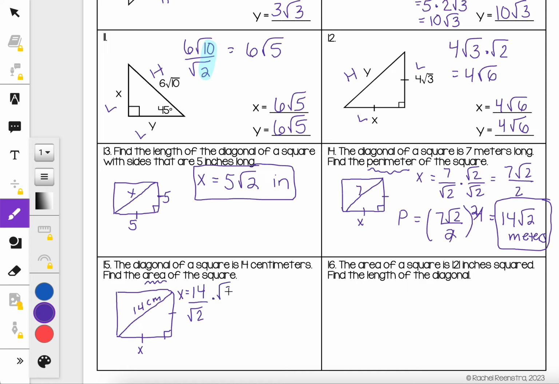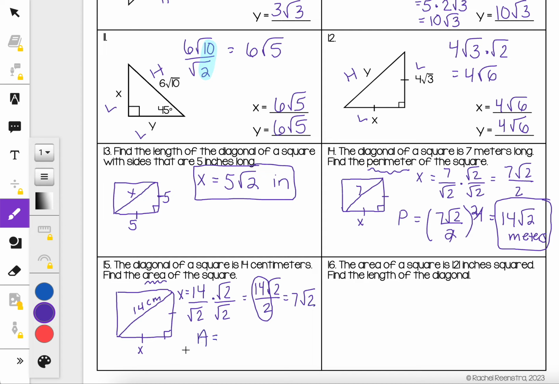Again, here we need to rationalize our denominator. We don't have a radical in the numerator that's divisible by that square root of 2. So I'm going to have 14 root 2 divided by 2. 14 divided by 2 is 7 times the square root of 2.